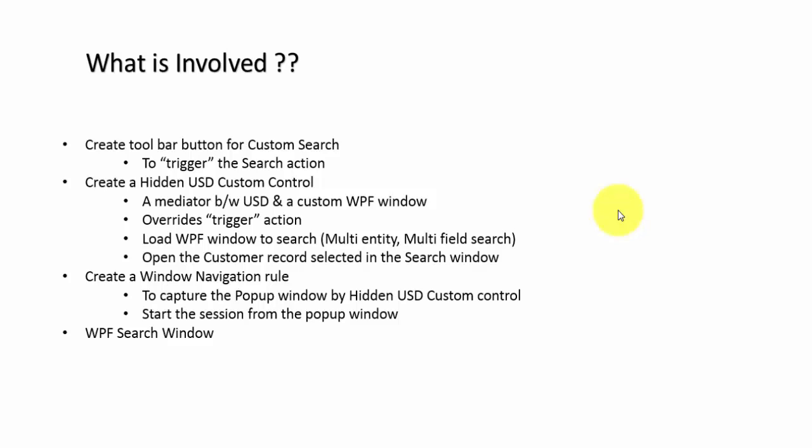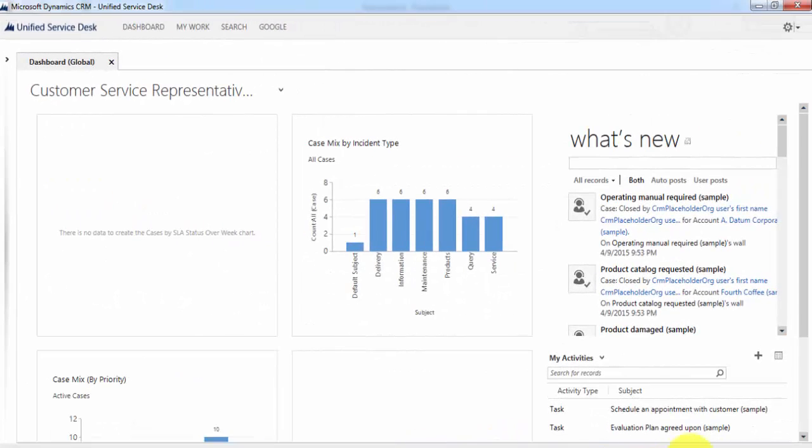And as usual, the WPF search window, where you need to implement your custom UI. So it's the UI to search for the customer.